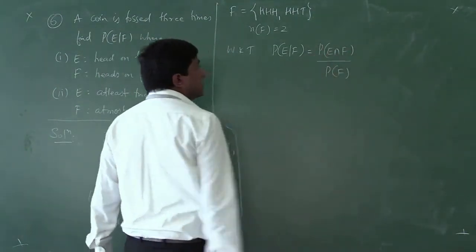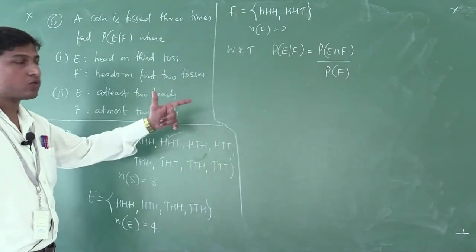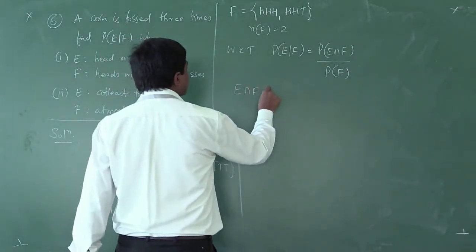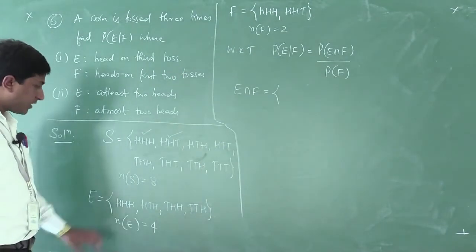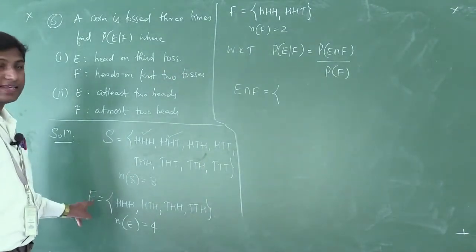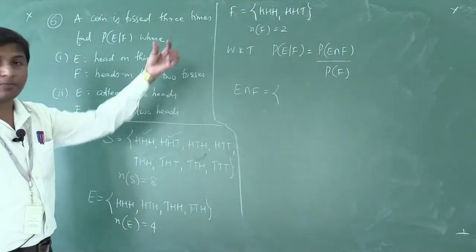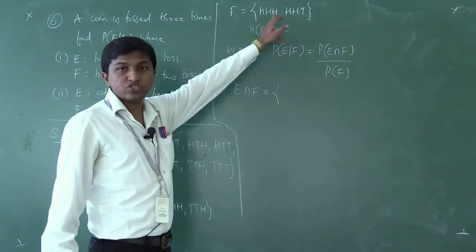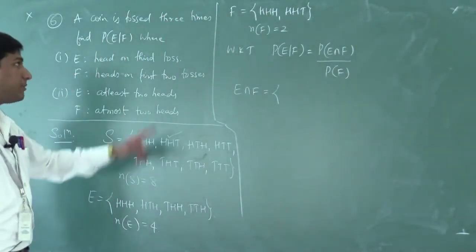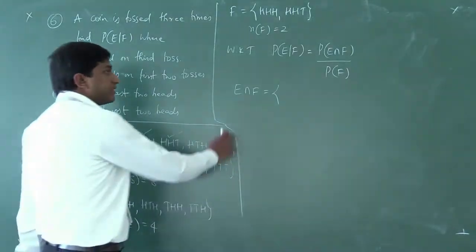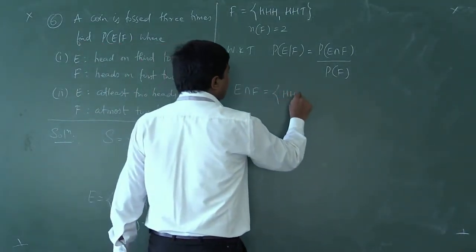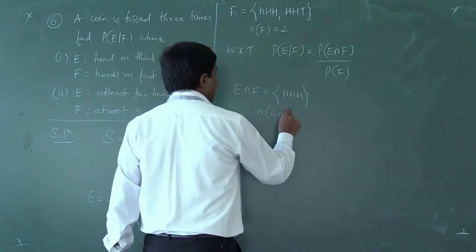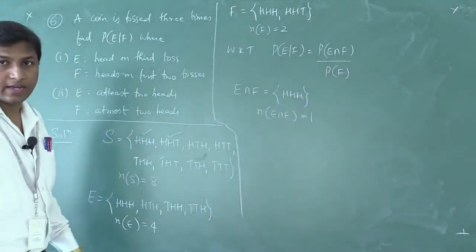To find out P of E intersection F, we have to first find out the event E intersection F, right? So what is the event E intersection F? It is the common elements between the sets E and F. So which are the common elements between the sets E and F? It is HHH. So HHH is the only common element between the sets E and F. So E intersection F is nothing but the singleton set HHH. So how many elements are in E intersection F? There is only one element in E intersection F.